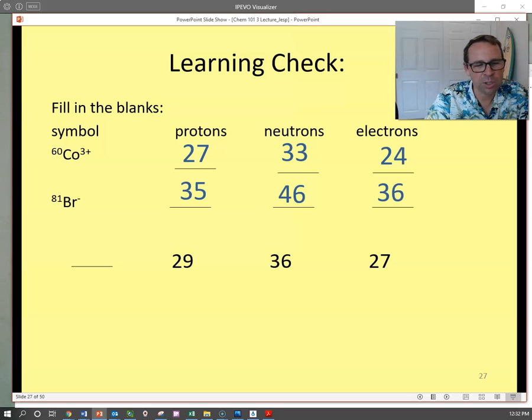What's the charge on it? The charge would be a positive 2. Very good. Copper 65 with a positive 2 charge. Excellent. Well done.